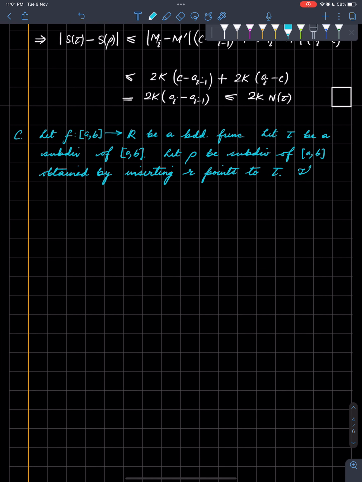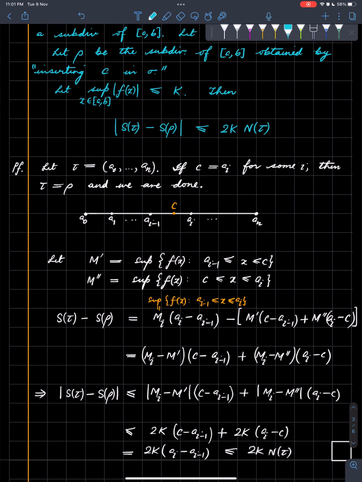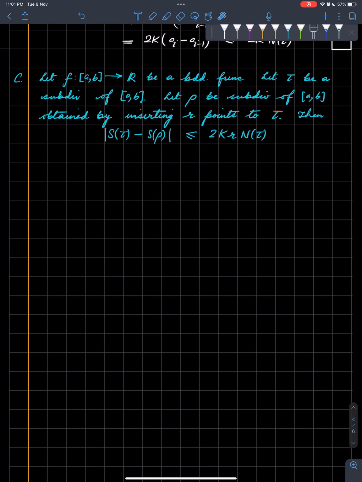So then s tau minus s rho, no need for absolute values, but I will put it, is at most 2kr norm of tau. And it's just induction. You do this sequentially. Instead of putting r points all at once, you put 1 point, then another, and you'll get that. So fine, we have that, and now we can prove what is called Darboux's theorem.